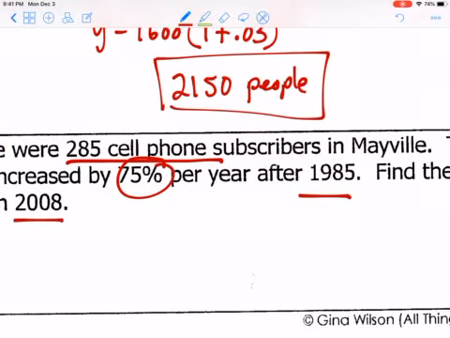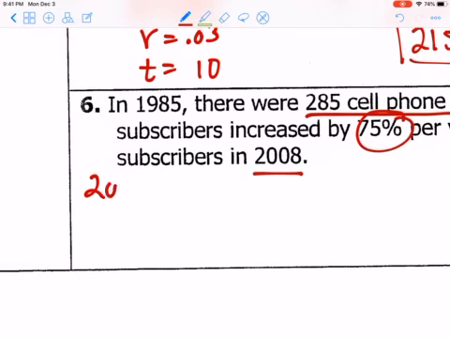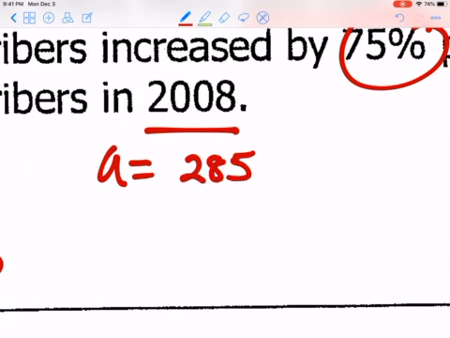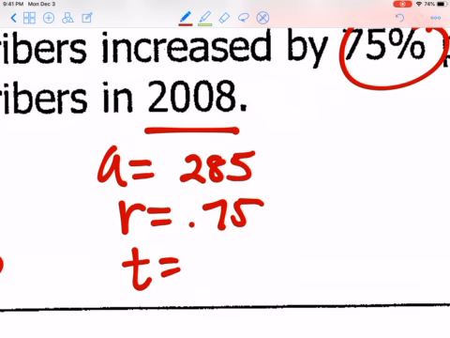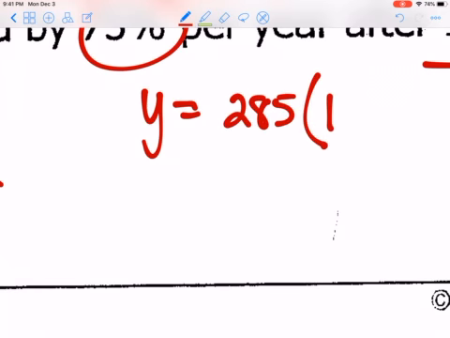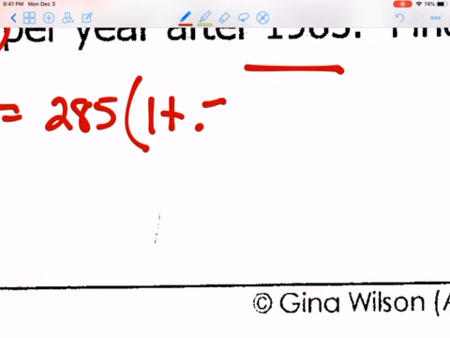So we're not going to use 2008 for our year. We need to find out how many years that is. So first we take 2008, subtract 1985. That tells us that is 23 years. So we've identified our A as being 285 subscribers, our rate to be 0.75, and our time to be 23 years. We then use that to create our formula, which is 285 times 1 plus 0.75 raised to the 23rd year.